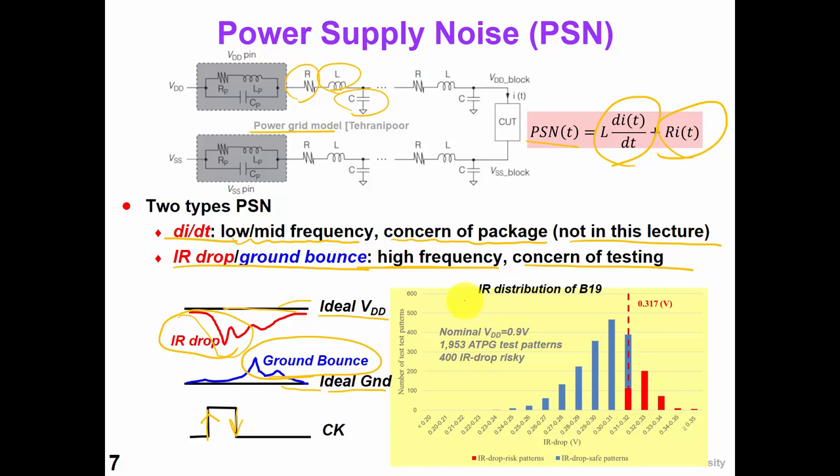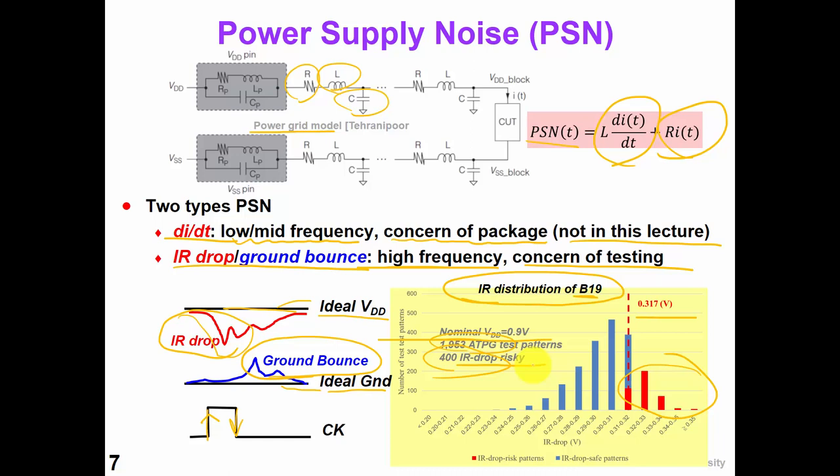The right figure shows our analysis result. The IR drop distribution of a benchmark circuit B19 is shown in this figure. The nominal VDD is 0.9 volt. Out of the 1,900 ATPG test patterns, there are almost one-fifth, that is 400 test patterns, which have IR drop more than 0.317 volt, which are quite dangerous. We call them IR drop risky test patterns.